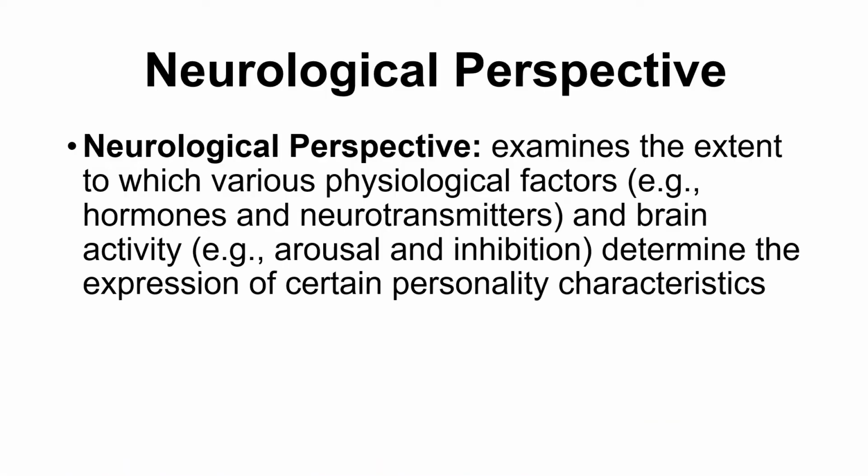Next, we're going to start looking at the neurological perspective. This is when we're examining the extent to which various physiological factors, things like our hormones and neurotransmitters, especially in our brain, and brain activity itself, looking at arousal or energy level as well as inhibition, a suppression of firing, can determine the expression of certain personality characteristics. So we start looking at things related to our brain that might be related to our personality traits.